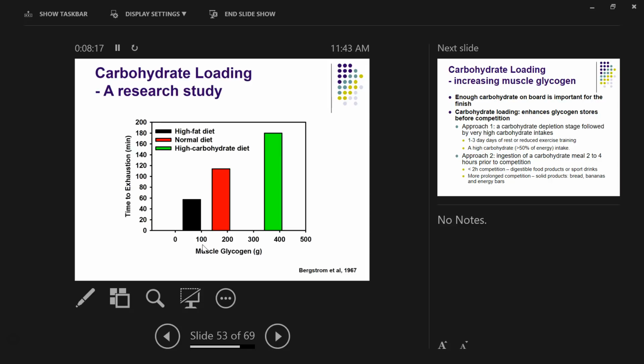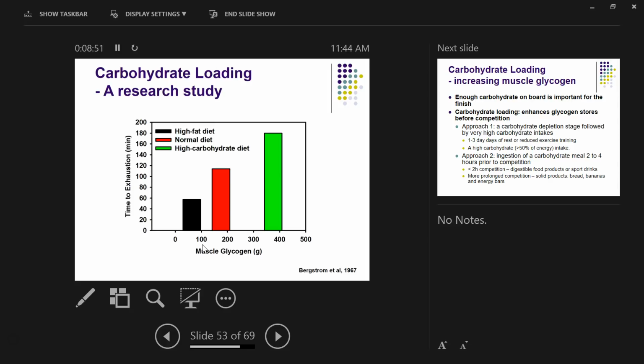The x-axis is the glycogen, right? How much glycogen is rebuilt for the different types of diet. So you can see for the high-fat diet, you're only able to get about 90 grams of glycogen, right? And the time to exhaustion is significantly lower, right? That means you very easily get exhausted.